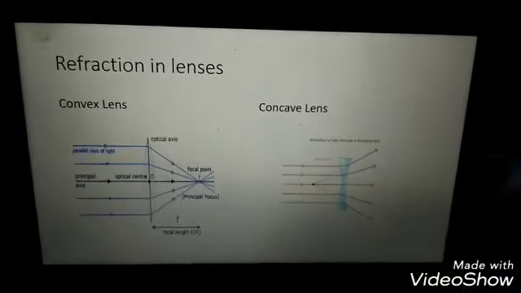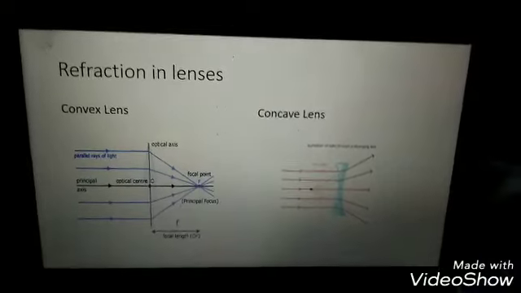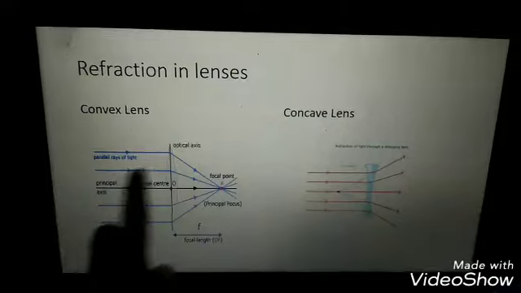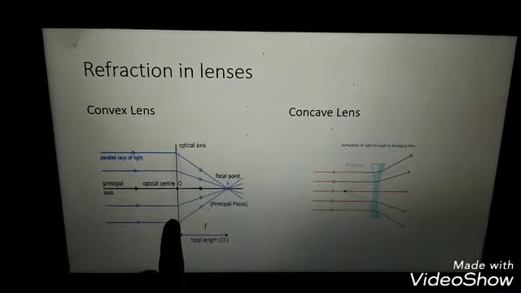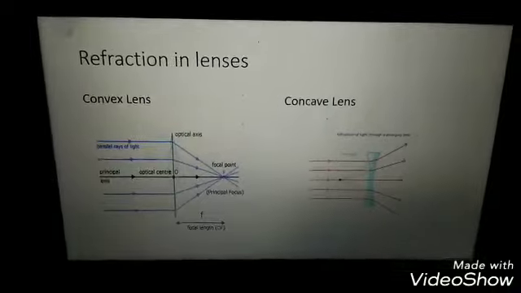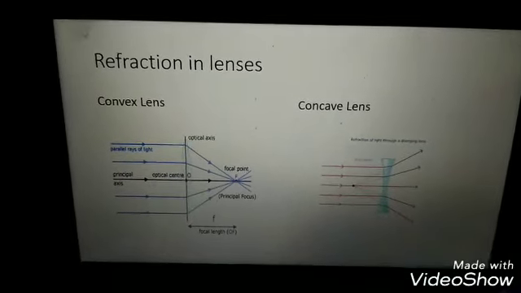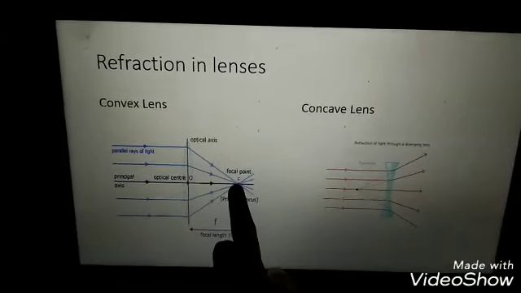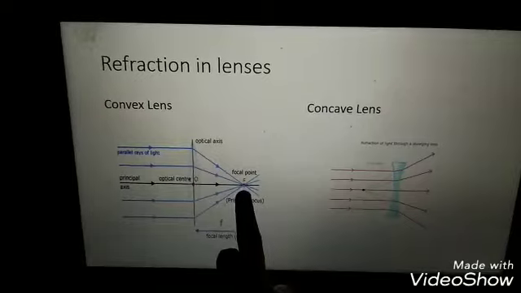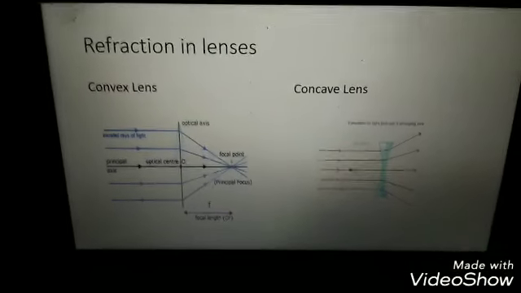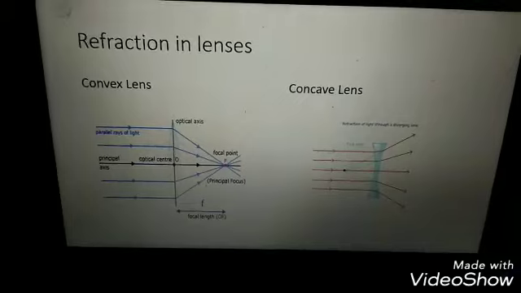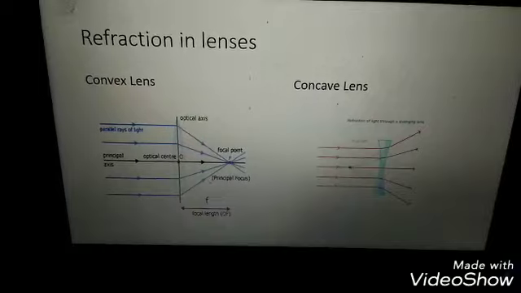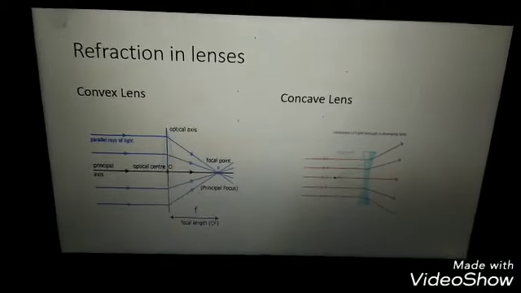Now we shall see in detail how the refraction actually happens in both the lenses. Consider first the convex lens. Imagine the blue lines are the parallel rays from the sunlight, and since it is a converging lens, it is concentrating everything, and it produces a focus on the other side of the lens. This is the principal focus, called the focal point, and the distance between the optic center and the focus will give you the focal length. This is the general definition of a convex lens.